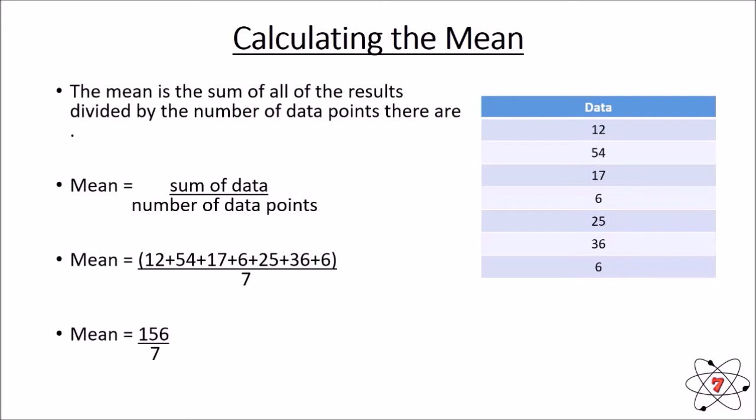This is much more useful than having lots of individual numbers. And we now divide it by 7. So in this particular example, the mean is 22.29. Now if you do this calculation yourself, you'll see that isn't completely the correct answer because I've rounded it.